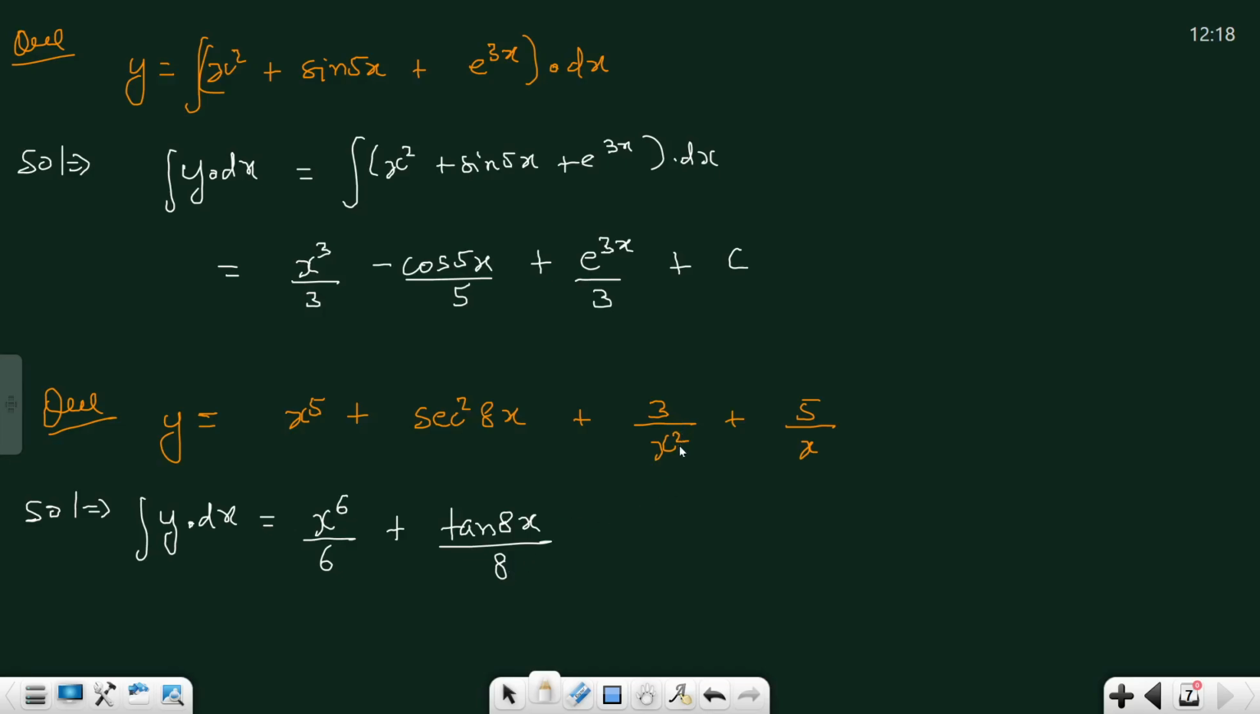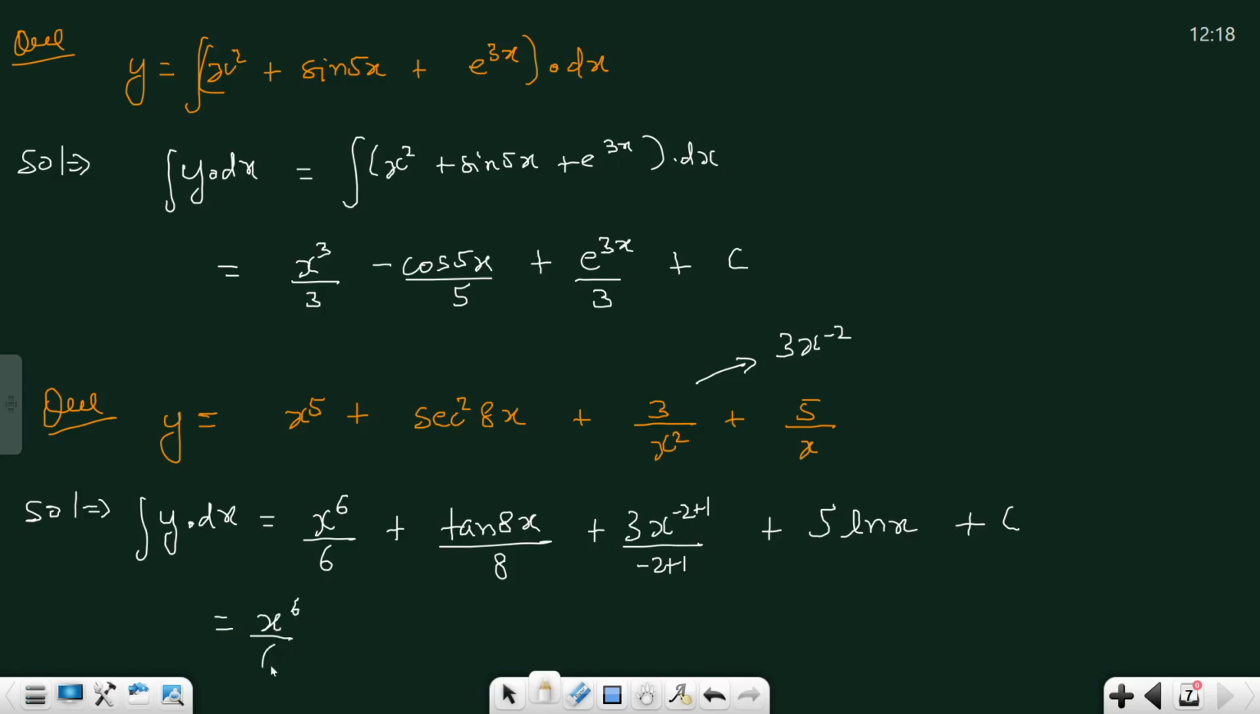And what about 3? You can write 3x to the power minus 2. So when you integrate this function, you will get 3x to the power minus 2, you will add 1 and you have to divide it by minus 2 plus 1. And integration of 1 by x will be ln x. Let's see, is it matching with your answer?